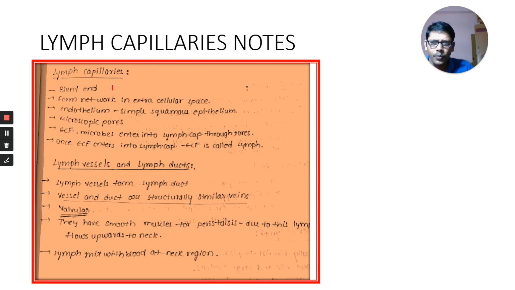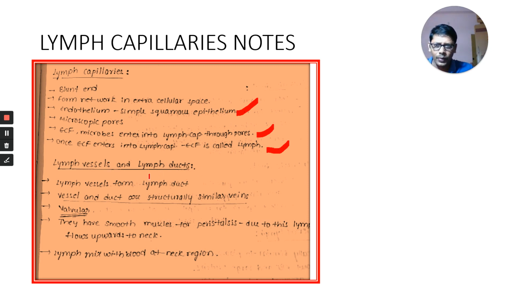Lymph capillaries have blunt ends and form a network in the extracellular spaces. Next, they are made up of simple squamous epithelium and they have microscopic pores. The water in the extracellular fluid and microbes enter into the lymph capillaries through these pores. One cc of extracellular fluid enters into the lymph capillaries. Now, this extracellular fluid is called lymph. Note down these points in our notebook.